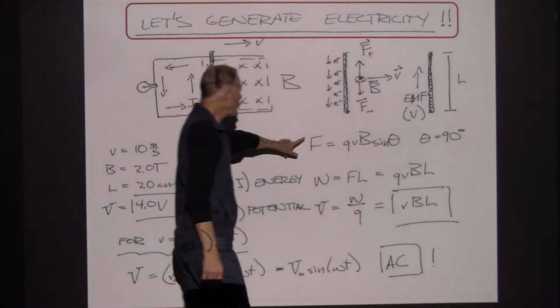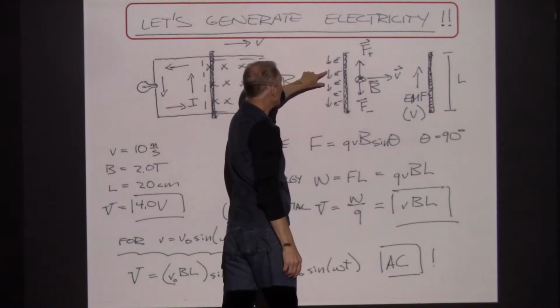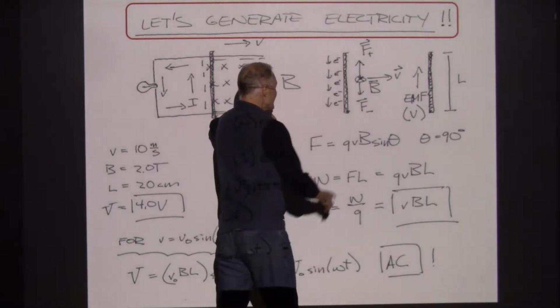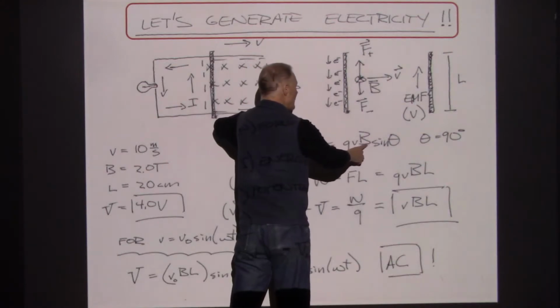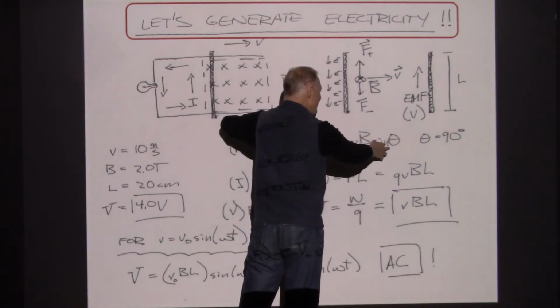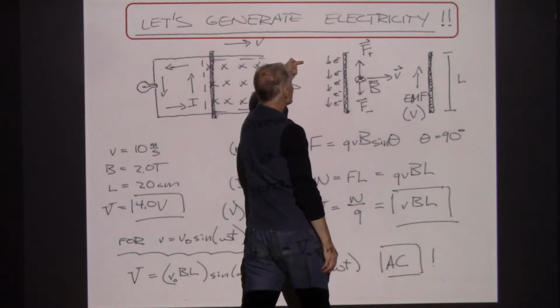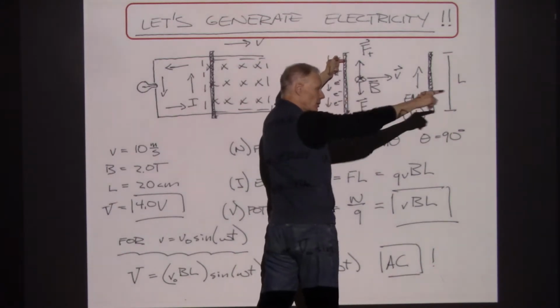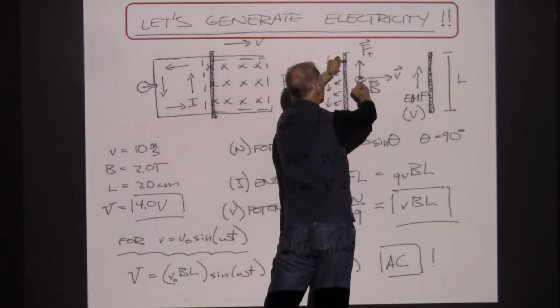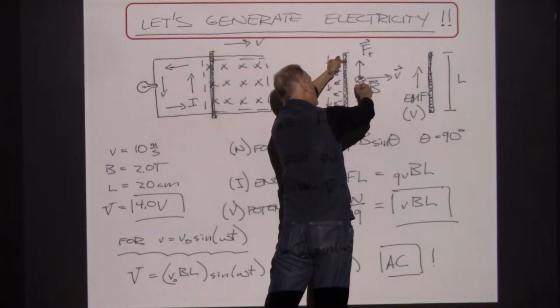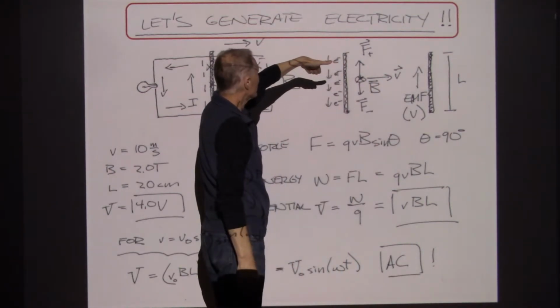Now, the force acting on each one of these electrons is going to be given by q times v times B, and then there's a sine of theta here. But because the motion of the electrons is to the right, and the magnetic field is going into the board, I'm going to use a left-hand rule here because it's electrons.